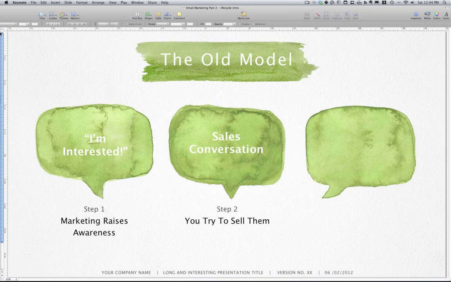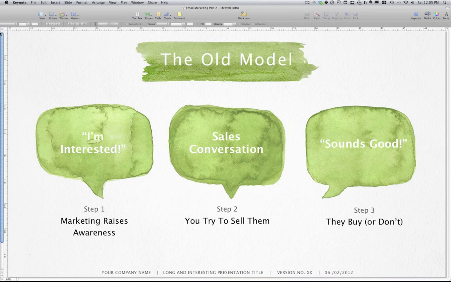Now, the second phase is that you have a sales conversation with that person. Basically, you're trying to sell them something. So you say, I have this service, this product, whatever it is. Are you interested in purchasing it? Step three is they either buy it or they don't. So that's pretty simple, right? They either say, that sounds awesome, I want to buy your service, and then they do, or they don't do that at all and you go your separate ways.